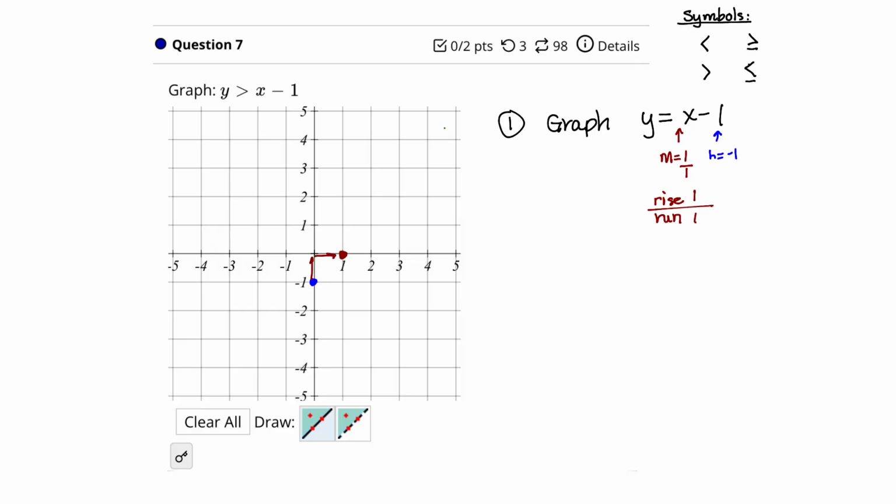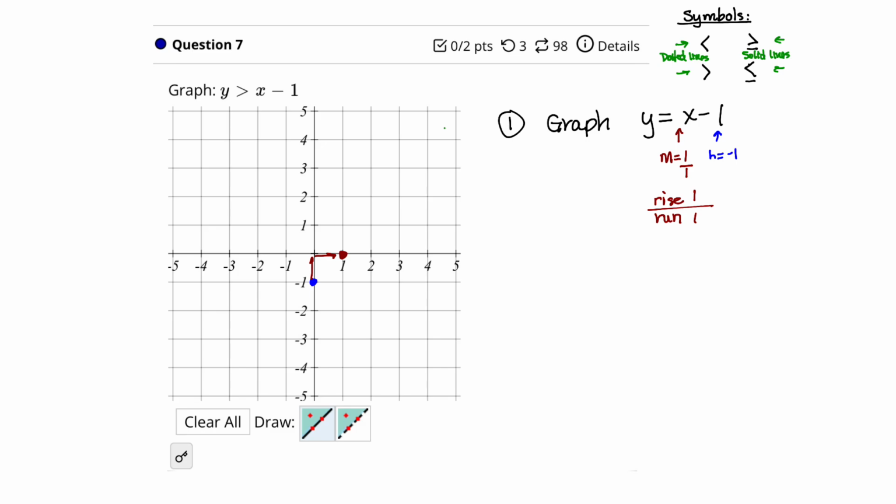these 2 here are dotted lines, and these over here are solid lines. Okay, so using that information now, we're going to graph the line.